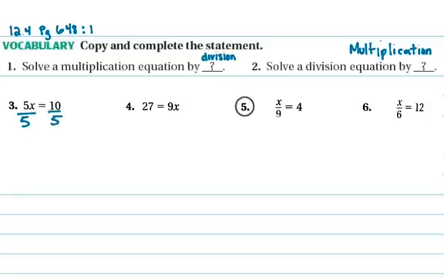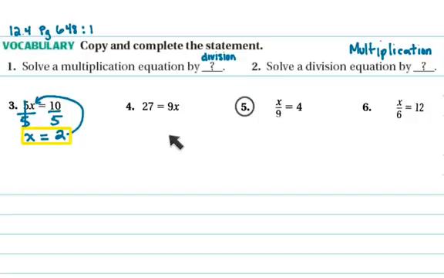So I'm going to divide both sides by 5. Once I've done that, I'm going to see that 5 over 5 equals 1, which leaves me 1 times x, which is x on this side. And then how many times does 5 go into 10? 2 times. Now I'm going to check my answer. 2 goes in for x, and 5 times 2 is 10, so yes, we're good.